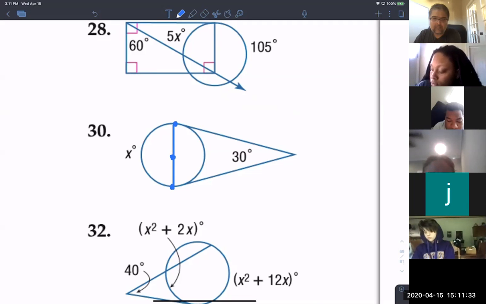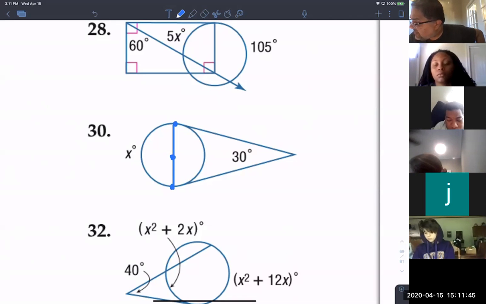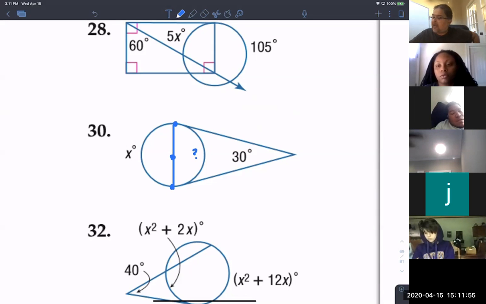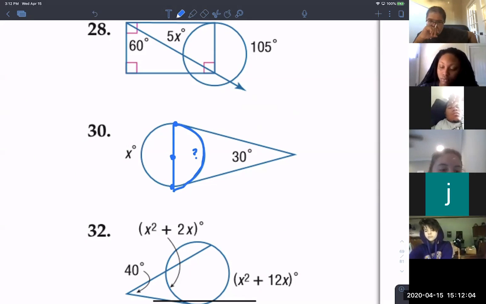Answer is 180, right? Yep, the answer is 180. What would this angle be, by the way? If that's 180, what's that angle? What would be that arc if that's 180? That one's 182, right?